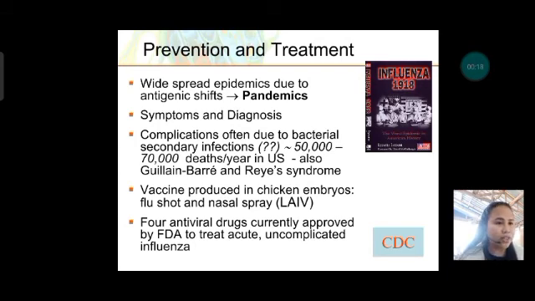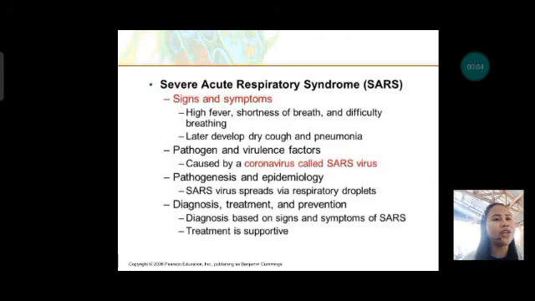So these are the 4 antiviral drugs: oseltamivir phosphate, with the brand name Tamiflu, zanamivir, with the brand name Relenza, peramivir, the Rapivab, and baloxavir marboxil, Xofluza. Next is the severe acute respiratory syndrome, or SARS.